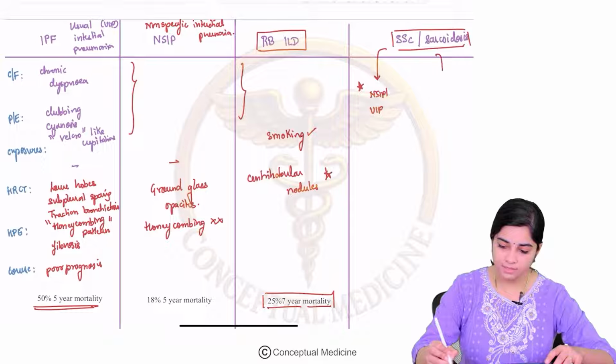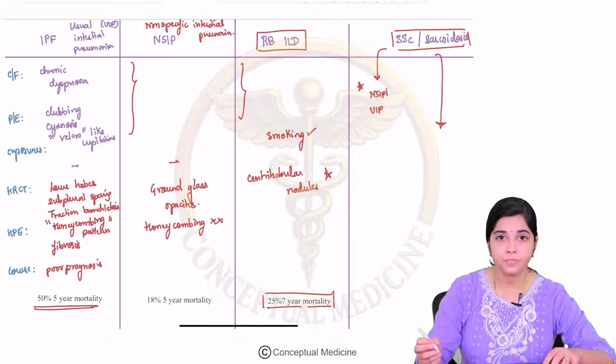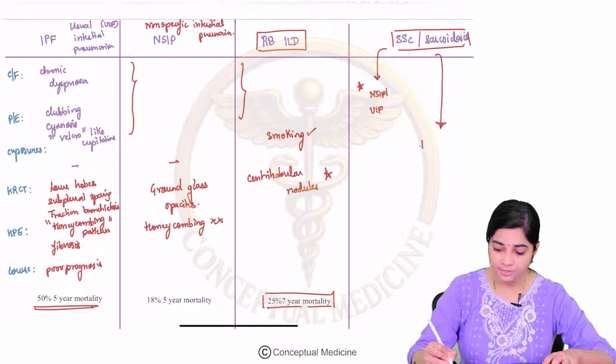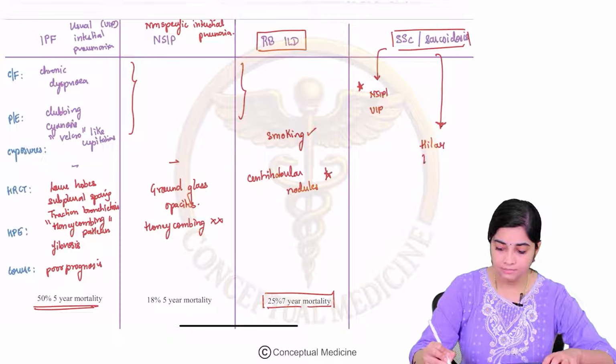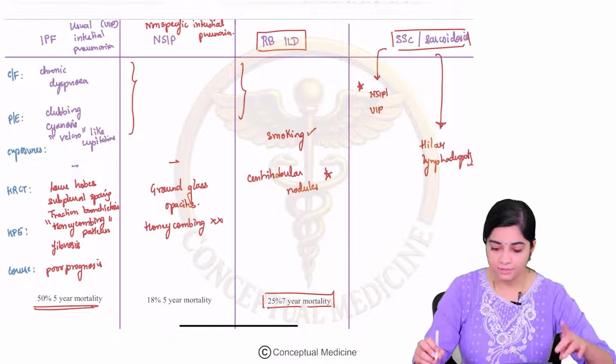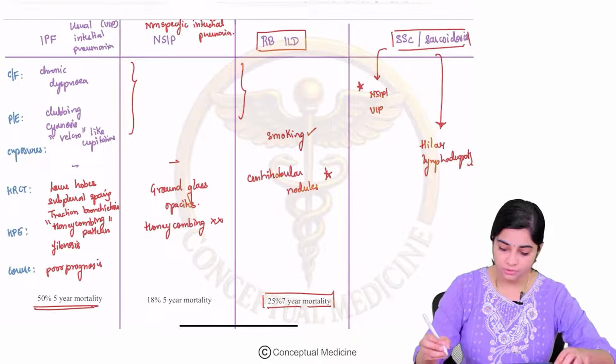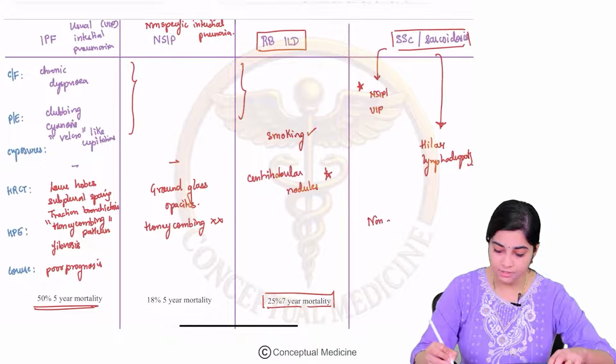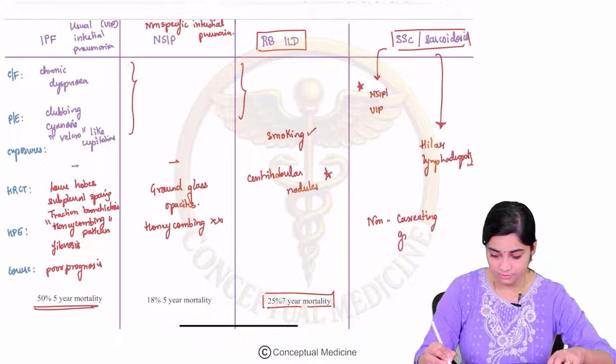Okay. How is the sarcoidosis related ILD going to present? It is definitely going to present with hilar lymphadenopathy. And very, very importantly, on your histopathological examination, there is going to be evidence of non-caseating granulomas.